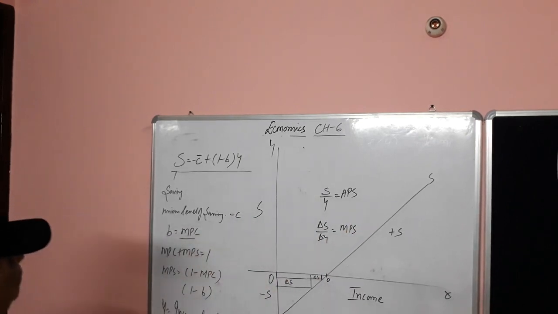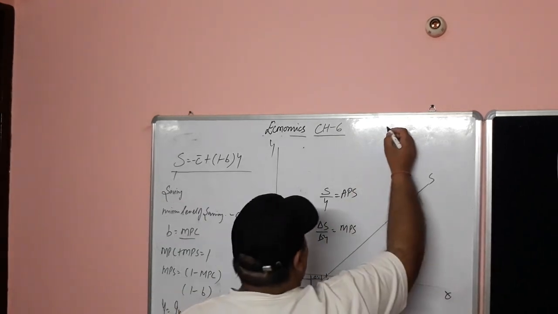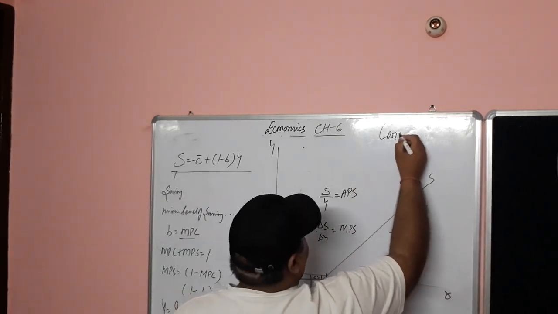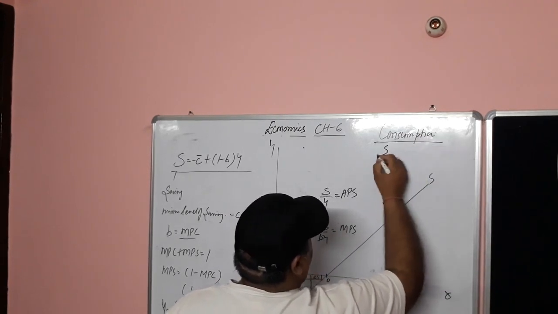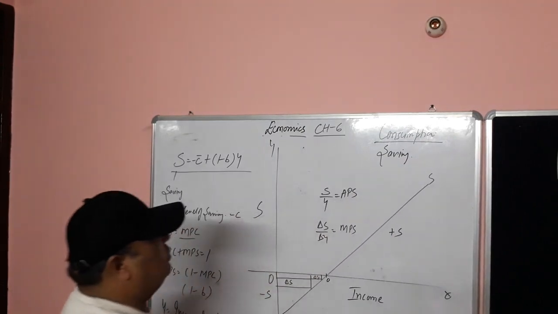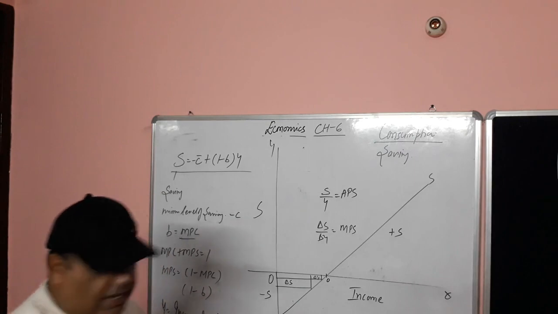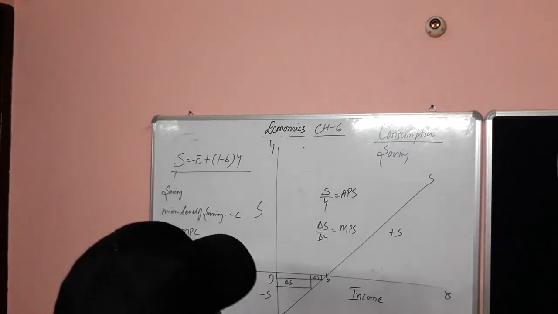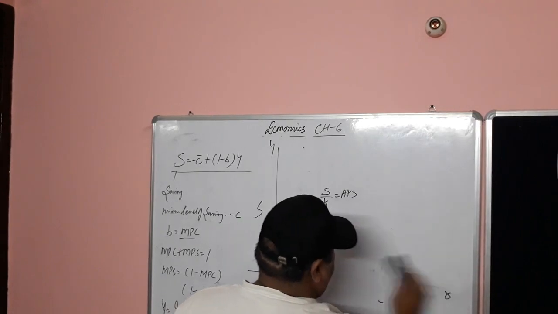So we discussed two main points. One is the consumption curve and second one is the saving curve, and the derivation of the saving curve and the consumption curve with the help of the diagram. Now we discuss the concept of the MPC and APC.